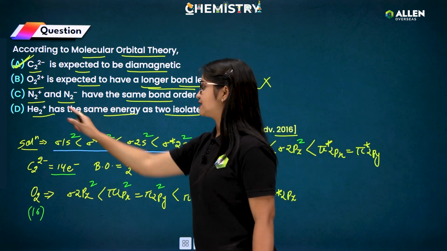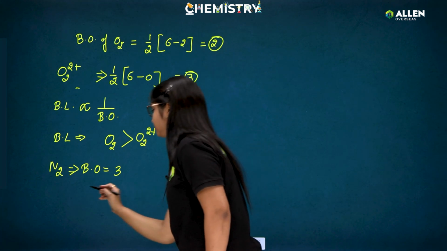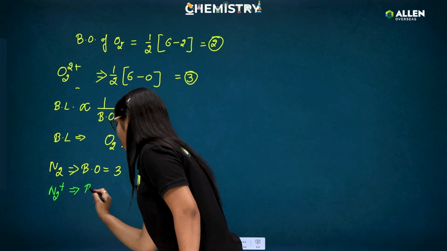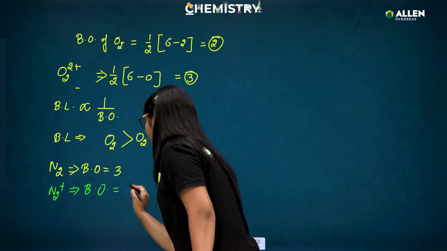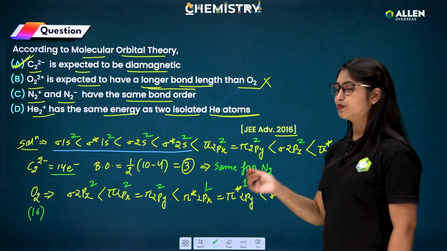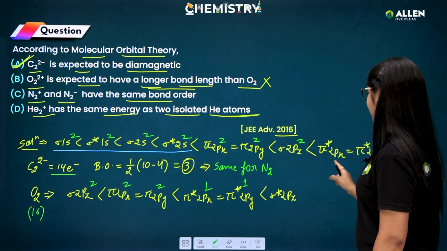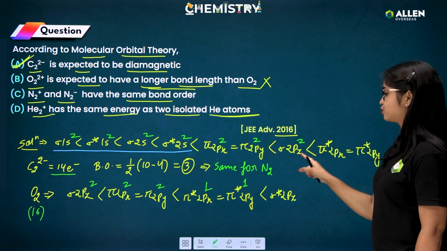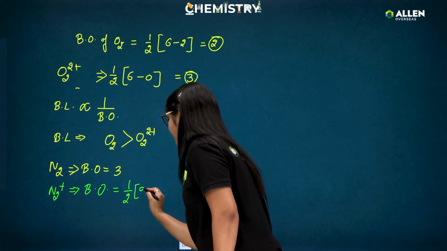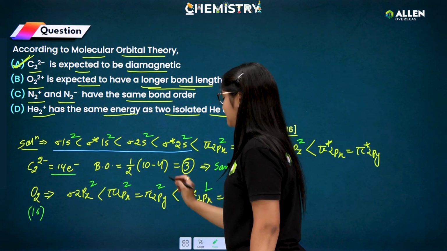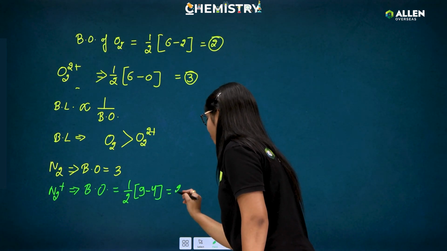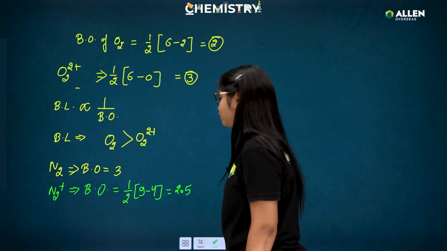So for N2 plus, what will be the bond order? It will be 1 by 2. In N2 plus you are removing one electron from the bonding, so in place of 10 you now have 9 bonding electrons. The anti-bonding electrons remain the same, so it is 5 by 2, that is 2.5, fine, 2.5.